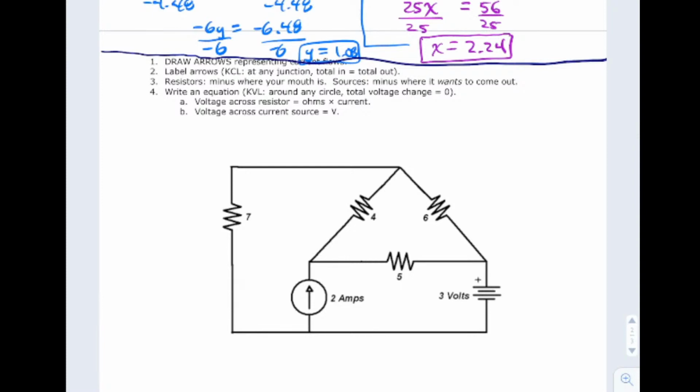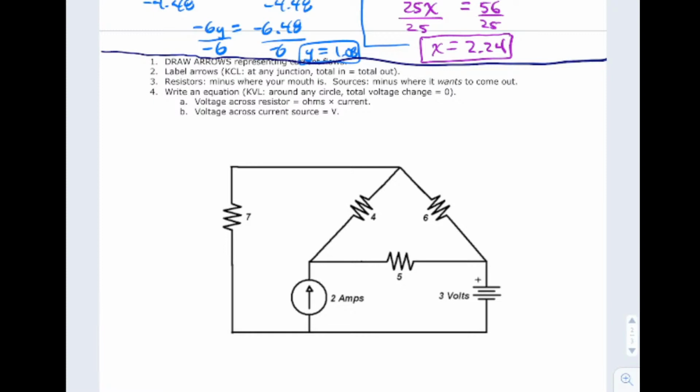What do we got here? Well, we got 2 sources. This is a voltage source. This is a current source. So remember, the voltage source is going to force 3 volts. The current source is going to force 2 amps.